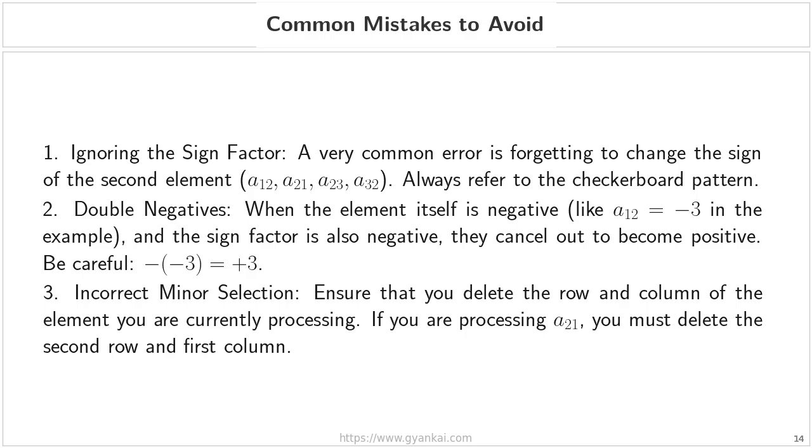Finally, watch out for incorrect minor selection. When you are calculating the minor for a specific element, you must be disciplined. You must delete the exact row and the exact column of the element you are currently processing. For instance, if you are working on the element A21, you must mentally cross out the second row and the first column. If you accidentally use the row or column from a previous step, your minor will be wrong and the rest of your calculation will collapse. Keep these 3 points in mind, and you will find much more success with matrix expansion.